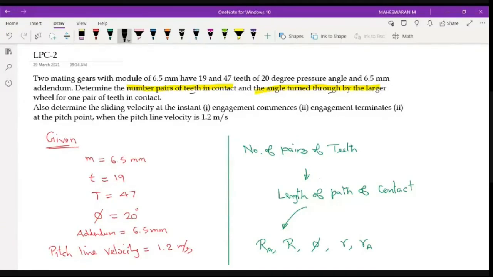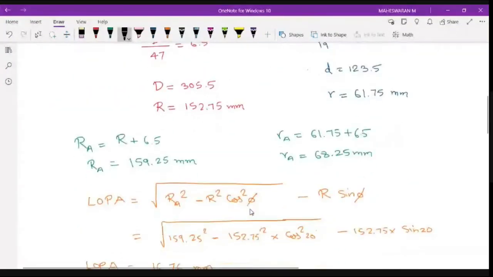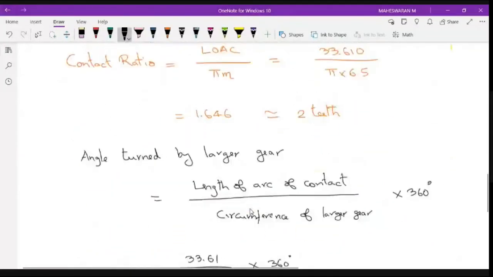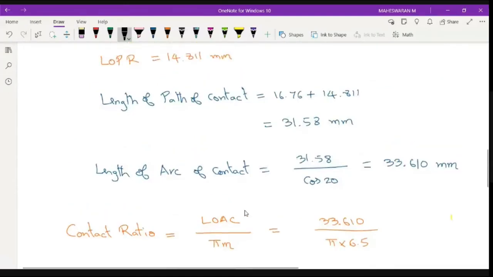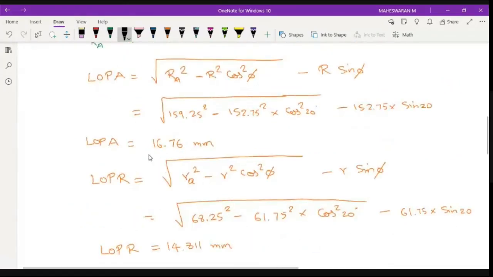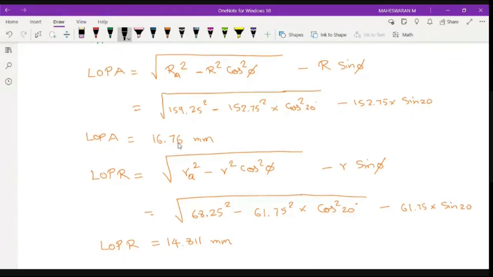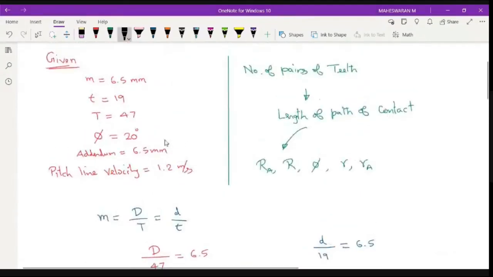Then you need the distance from the pitch circle to the contact. Distance from the pitch circle to the contact. That is what we call the path of recess and path of approach. There is nothing else. Correct? Okay, sir. Right, you have to use that. That's it. Okay, we will proceed with this.